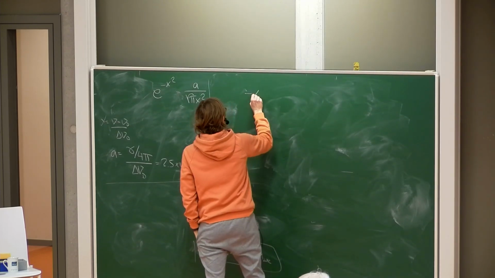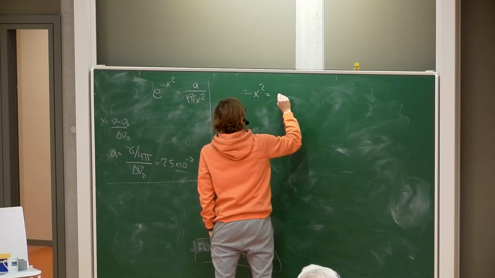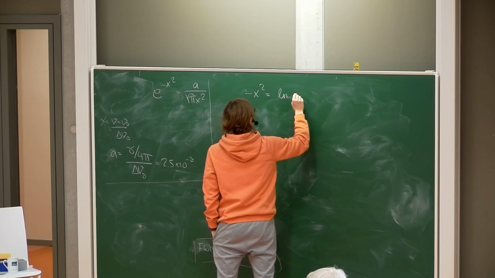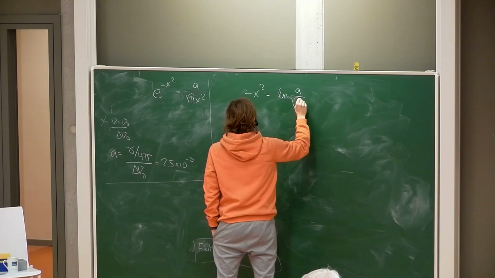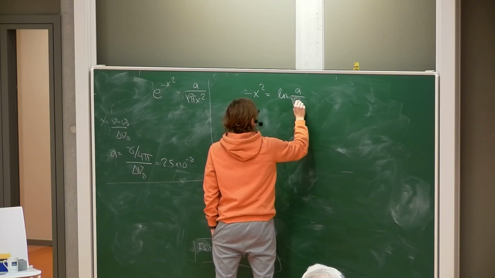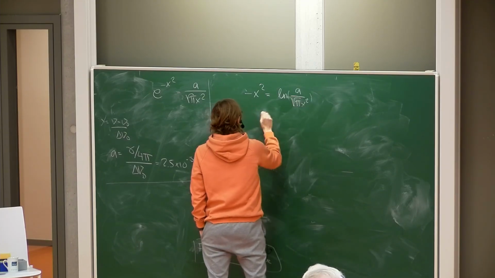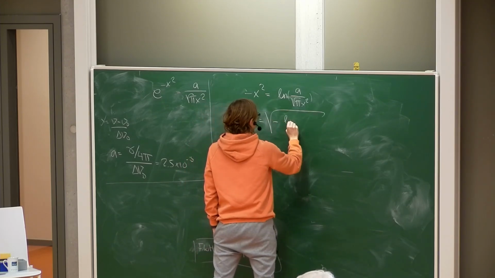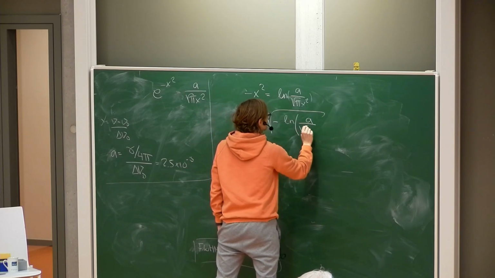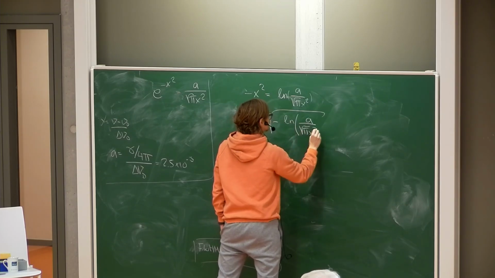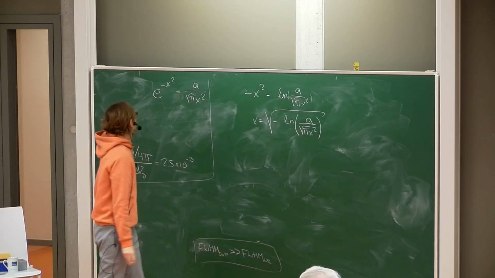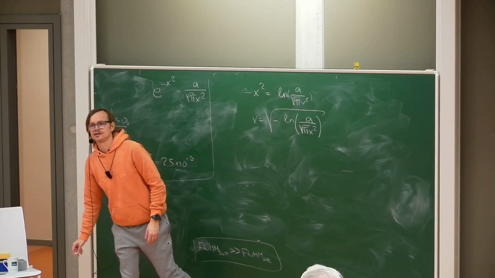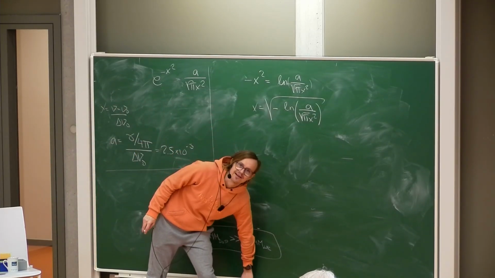So it becomes minus x squared equals ln A divided by square root of pi x squared, right? Or if you want, x equals minus, you can write this in a nicer form if you want, but it's not really needed. And here was the fact that we couldn't solve this fully analytically, so I had to do our little manual iteration by hand.